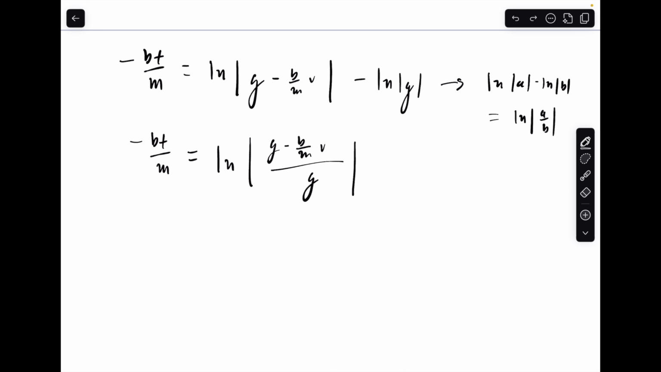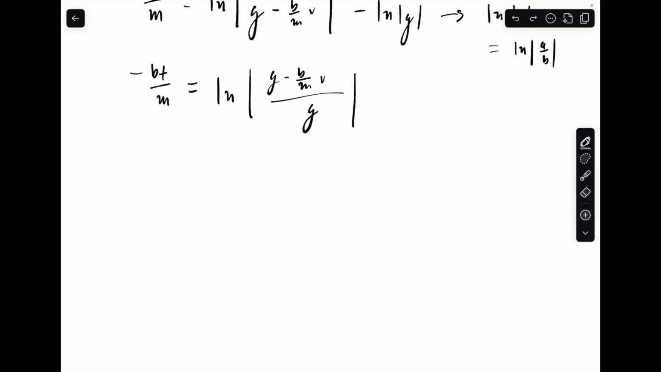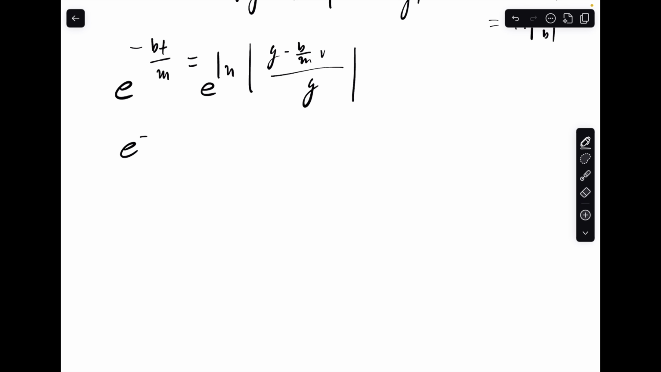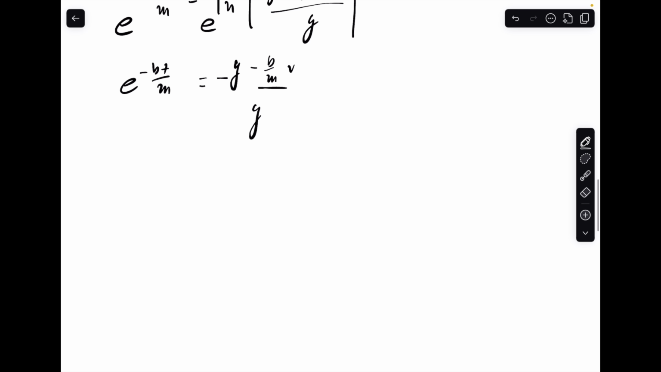So I'm going to isolate that v by just doing some algebra. In order to cancel that ln, I'll raise both of these sides to e, and now I get e to the negative bt over m is equal to g minus b over m v. And now I have g here again. So now I'm just going to multiply by g to both sides because I'm going to get closer and closer to isolating v of t.